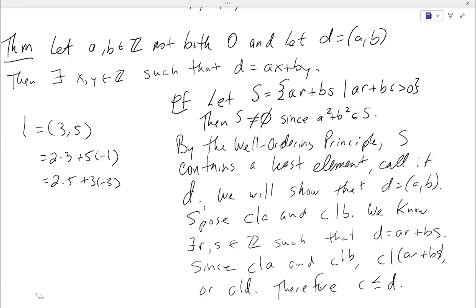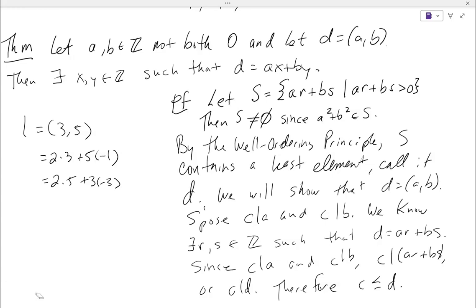In this particular instance, how do I know that I don't need the absolute value bars? Because the sum is greater than 0. Yeah, because I know that I picked a linear combination that's greater than 0, right? Because that's how our set was defined. That's why I don't need the absolute values.